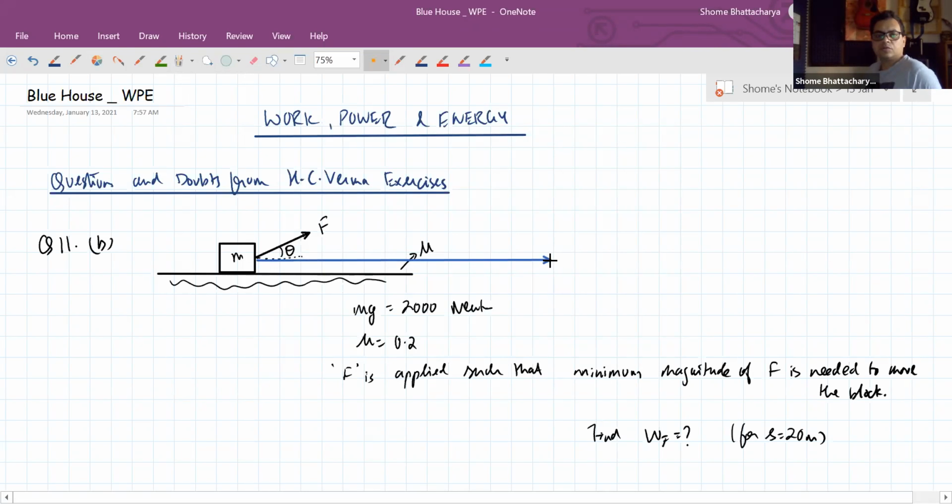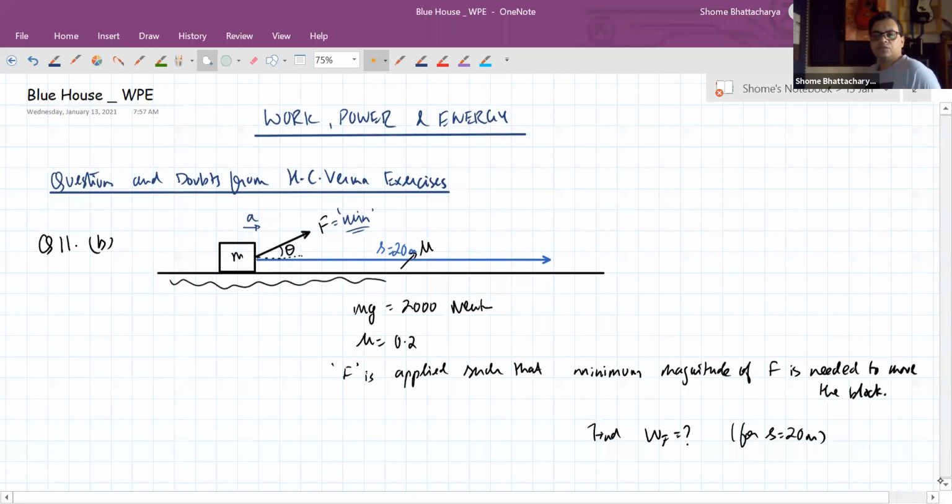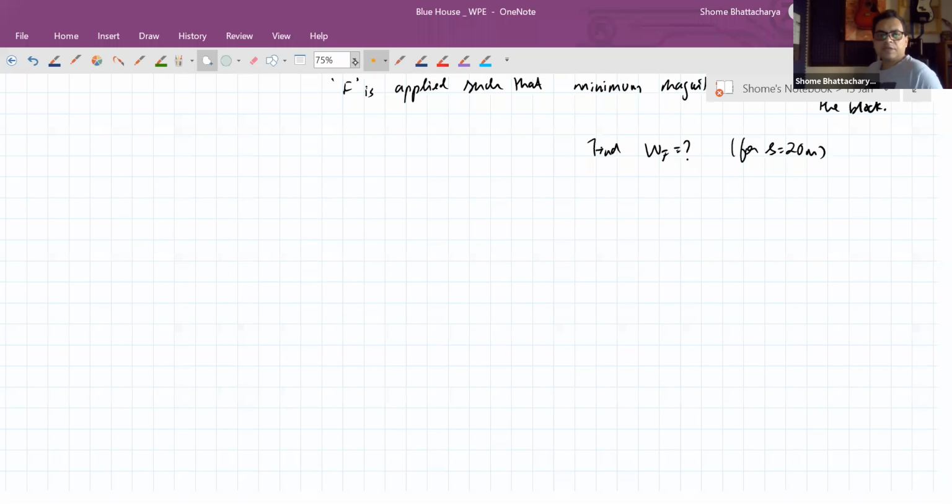So we move the block through a displacement of 20 meters, but we are applying the force such that this force is of minimum magnitude in order to move the block. Okay, so the whole question is about how to calculate the angle theta for the force to be minimum, and therefore how to calculate the magnitude of this force, magnitude and angle. So this goes back to that friction question that we discussed earlier.